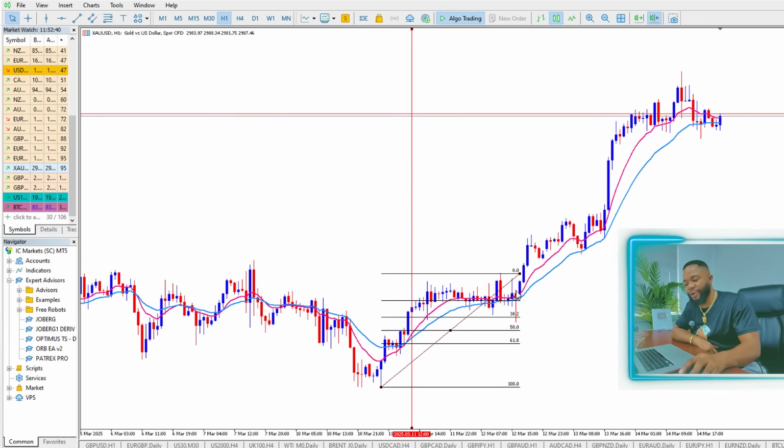So can you see how I'm using this? I'm using Patrix Pro to trade price action. So you only enter here. Stop loss will go here, and you go for a risk to reward of 1:2.